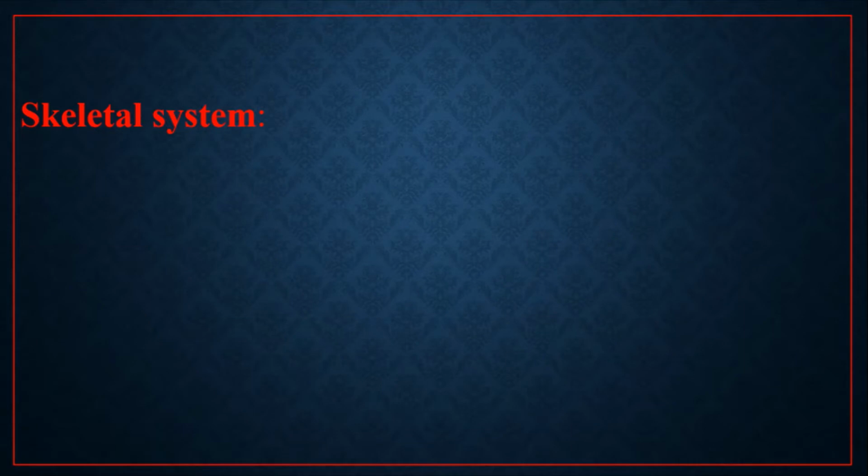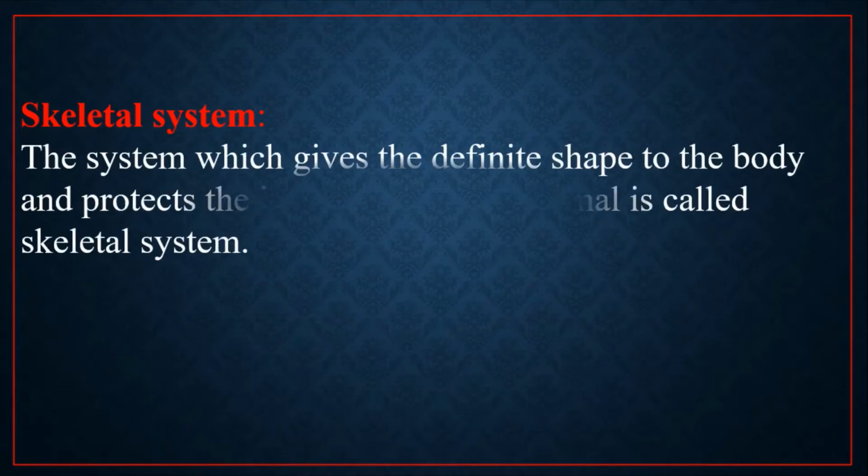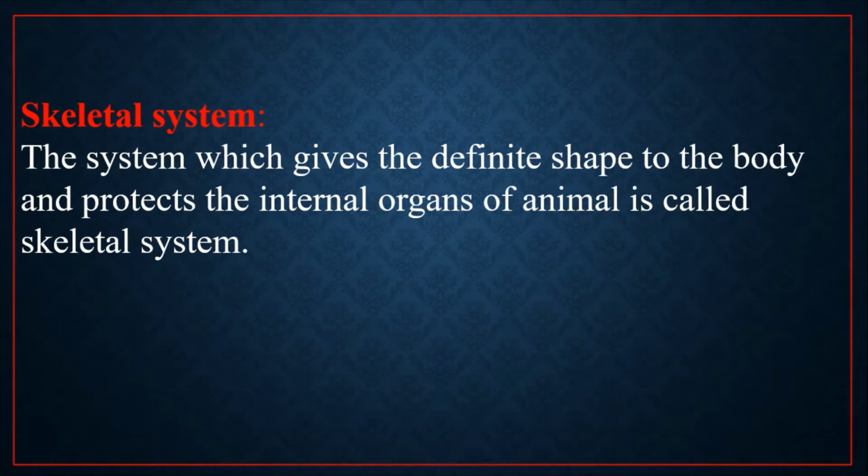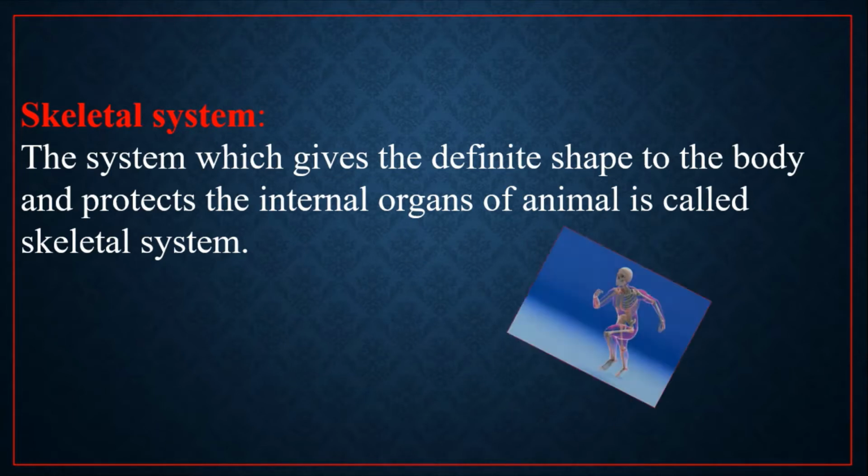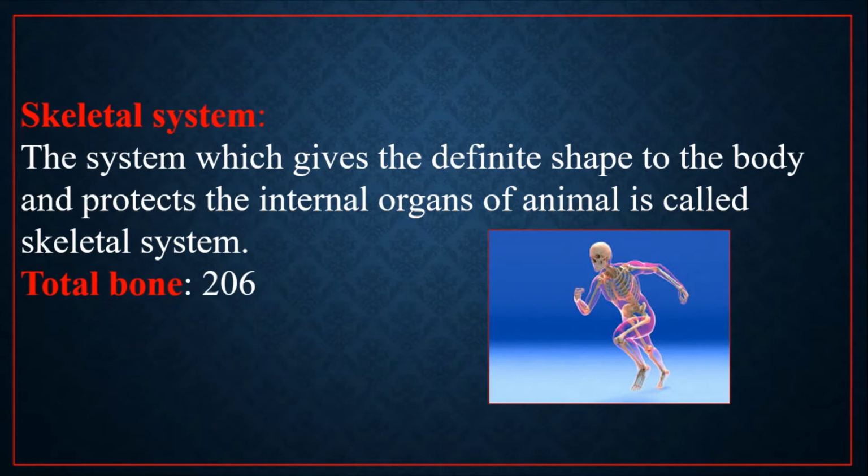What is the skeletal system? The system which gives a definite shape to the body and protects the internal organs of an animal is called the skeletal system. There are 206 bones in the human skeletal system.